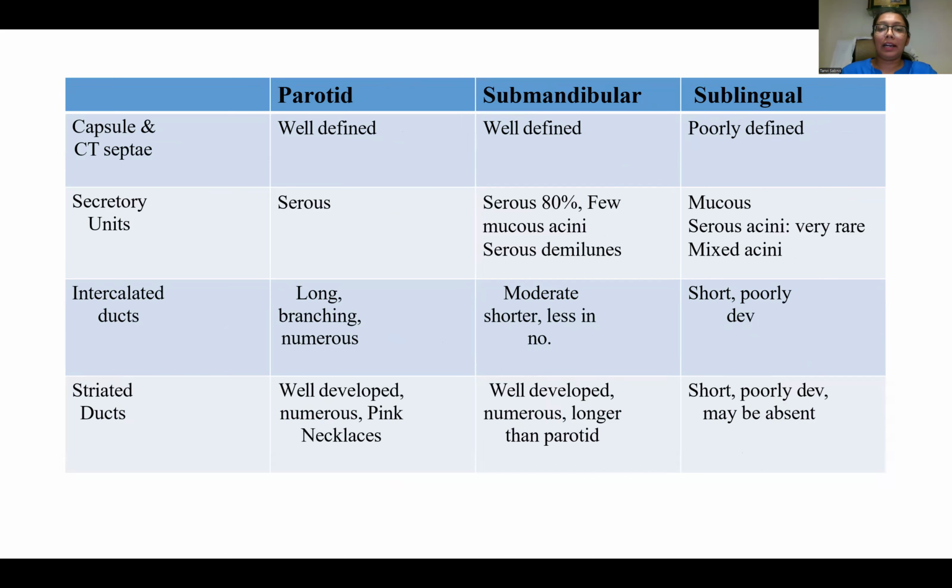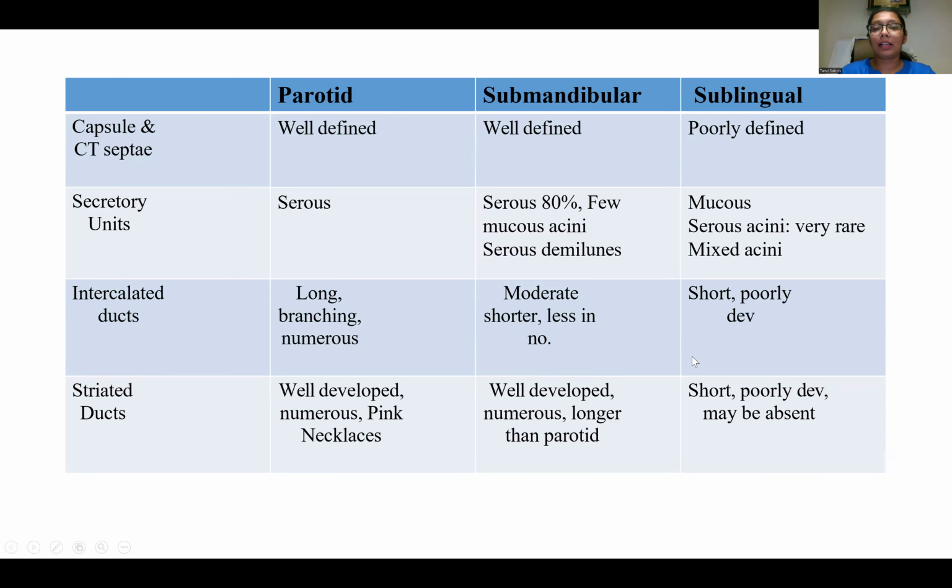Coming to the parotid gland, it has a well-defined capsule and connective tissue septa. The secretory units are basically serous in nature, and the intercalated ducts are going to be long, branching, and numerous in number. The striated ducts are going to be well-developed, numerous, and pink necklaces.